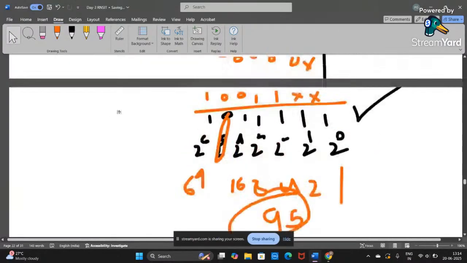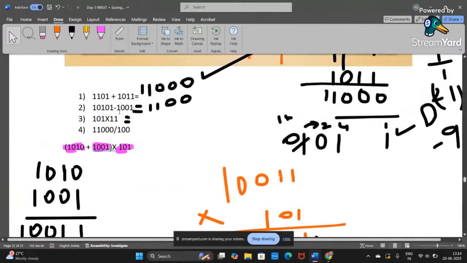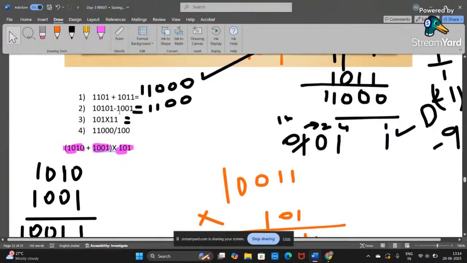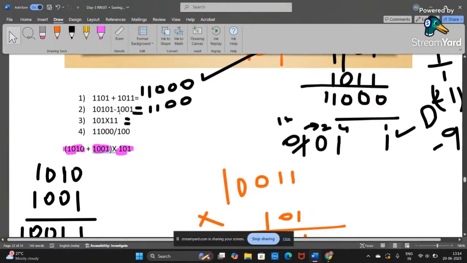So if you want to cross verify, just do one thing. Just calculate this decimal value and this decimal value and this decimal value, substitute and do the simplification. You'll get the answer.